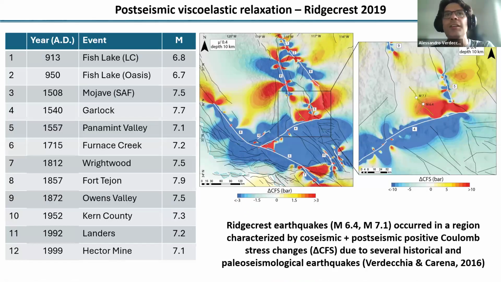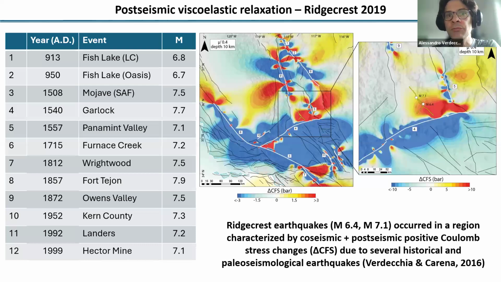Continuing in the same region, a little bit southern, after the Ridgecrest earthquakes, we did a little bit more modeling, taking into account some earthquakes that occurred a little bit south. And we calculated that the Ridgecrest earthquakes occurred in a region that was characterized by coseismic and post-seismic positive Coulomb stress changes due to historical and paleoseismological earthquakes that occurred before. So again, the occurrence of the Ridgecrest earthquakes was not random, but possibly related to the occurrence of previous events.